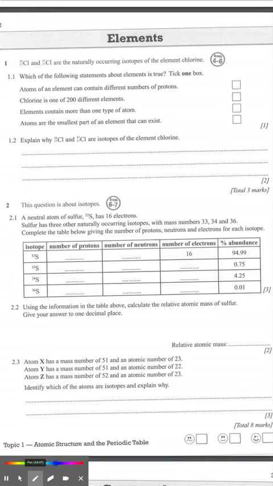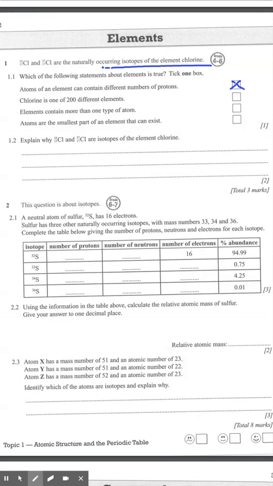Okay, so I'm going to have a look at elements this time. Specifically, we're looking at chlorine, and we're looking at the isotopes of chlorine. So we have to define or decide which of these statements about elements is true. Atoms of an element can contain different numbers of protons. That's incorrect. The number of protons defines which element we have.